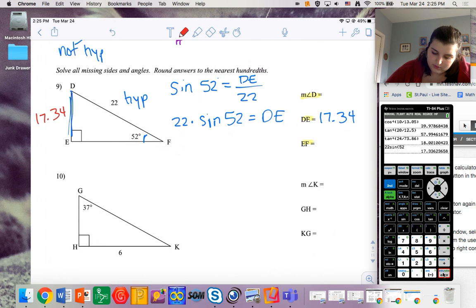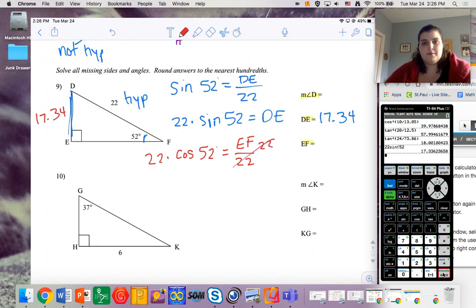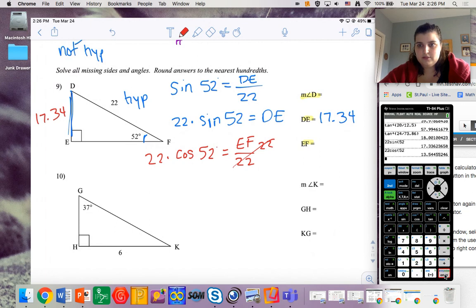So cosine of 52 degrees equals EF over 22. So I'm going to multiply those. That goes away, that way I don't have to rewrite it all. 22 cosine of 52 degrees. So the side length is 13.54.